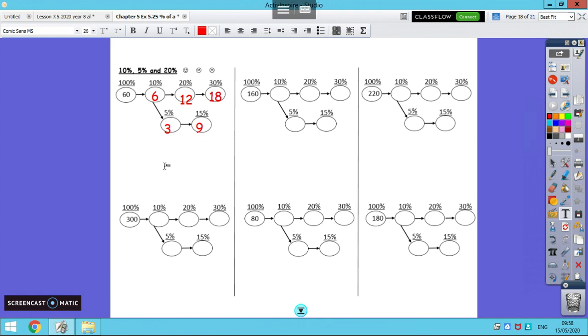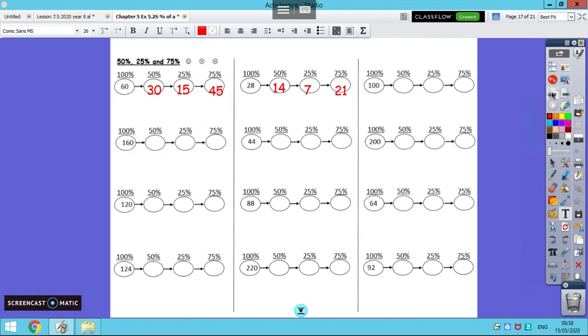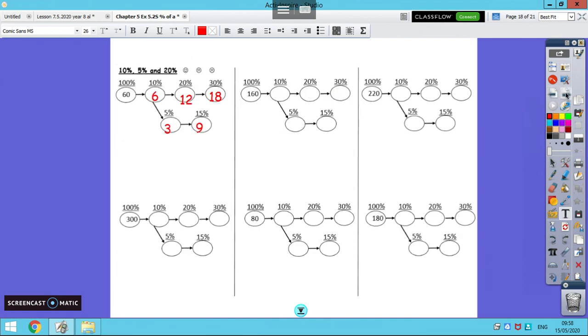Okay, try not to use your calculator. If you're really struggling to divide something, then I will let you use it. But please try your best not to, because most of these will be on a non-calculator paper. So it's best that you do it without a calculator.